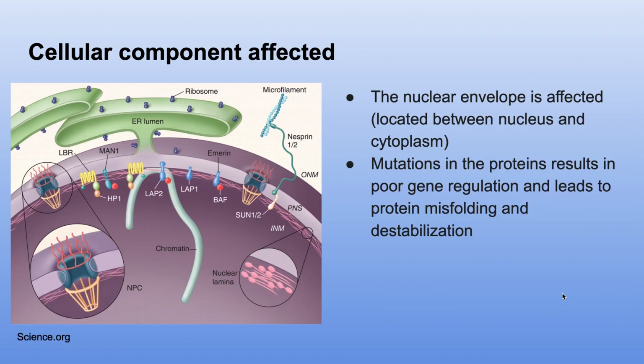For the cellular component affected, it's the nuclear envelope. So the nuclear envelope is located between the nucleus and the cytoplasm. As you can see here on the left, this image is from science.org, and emerin is included right here. It's the blue component in this image. Mutations in the proteins result in poor gene regulation and lead to protein misfolding and destabilization.